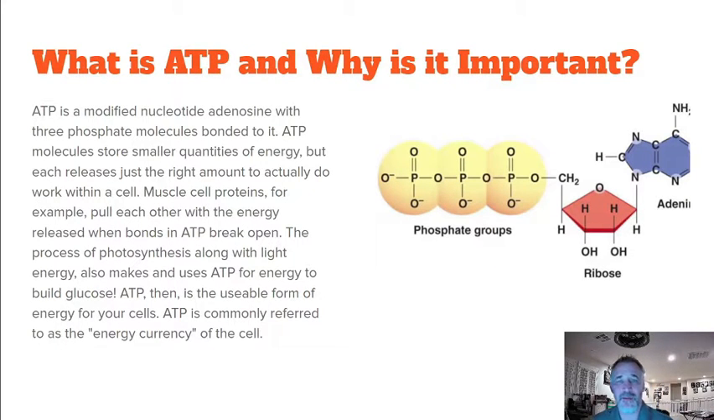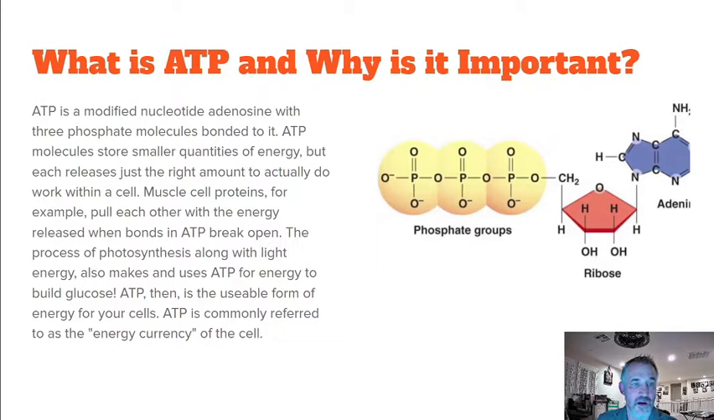So what is this ATP we keep talking about? Well, here's a picture of it. It's got three phosphates attached to a sugar with an adenine here, okay? So ATP is basically a modified nucleotide, adenosine, with three phosphate molecules bonded to it.